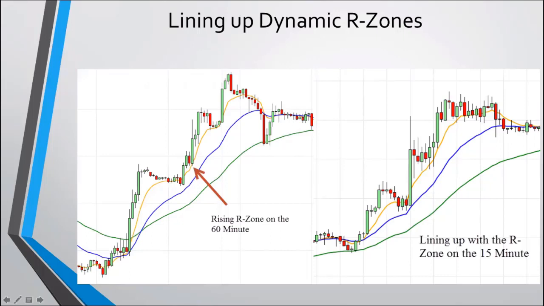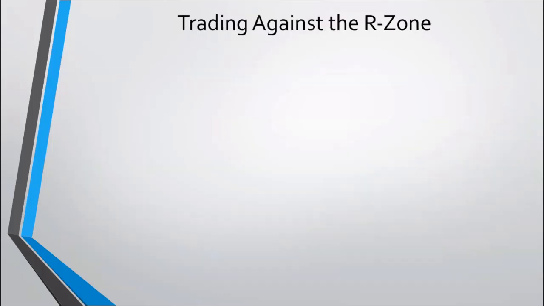So we're looking at two different time frames, and they shouldn't be like, don't look at a 20-minute and a 30-minute or a 1 hour and a 2 hour. You need to have some separation, like maybe a daily and a 4-hour, a 4-hour and a 1 hour, a 1 hour and a 15-minute, etc. Those are the kind of separations you want when you're lining up the dynamic R zones. Let me turn it back over to Bob, and he's going to discuss trading against the R zone.